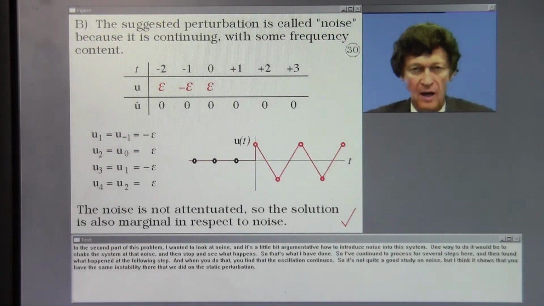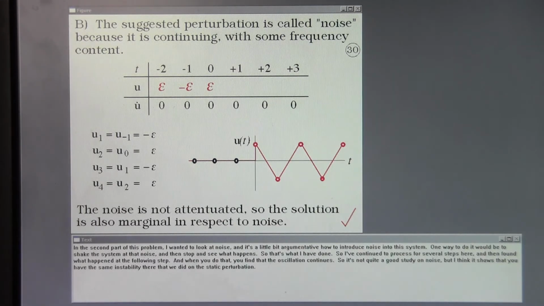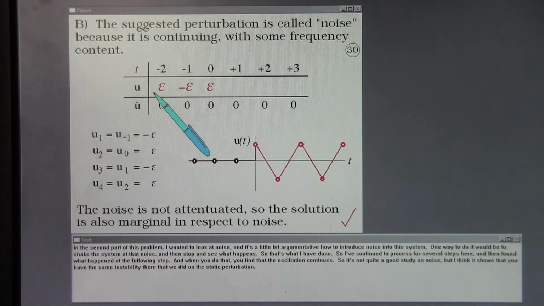In the second part of this problem, I wanted to look at noise, and it's a little bit arguable how to introduce noise into this system. One way to do it would be to shake the system with that noise and then stop and see what happens. So that's what I've done. I've continued the process for several steps here and then found what happened at the following step. And when you do that, you find that the oscillation continues. So it's not quite a good study on noise, but I think it shows that you have the same instability there that we did on the static perturbation.